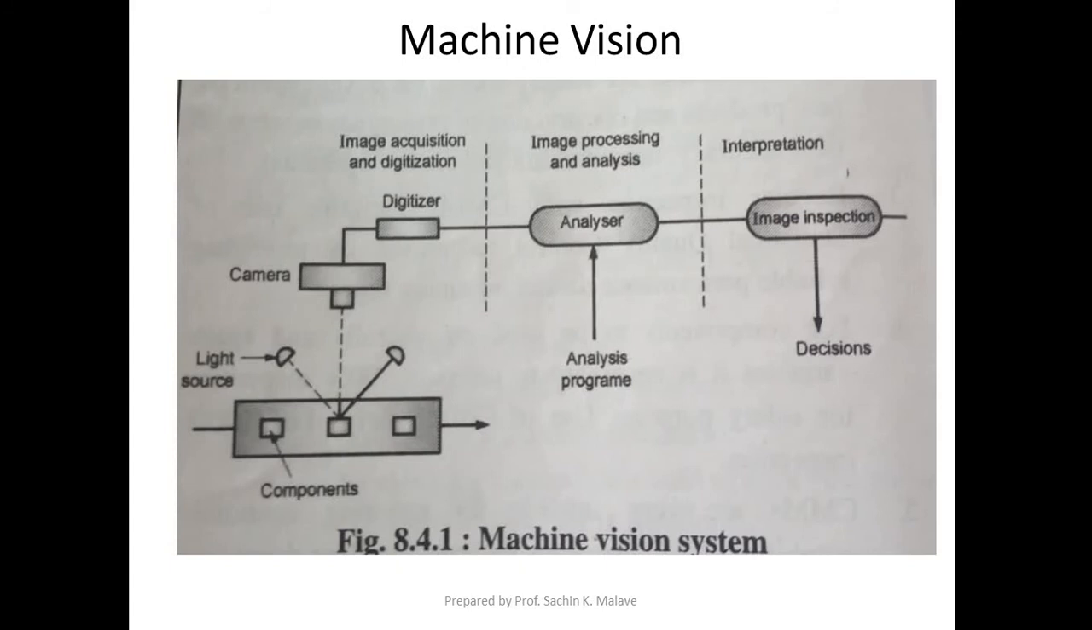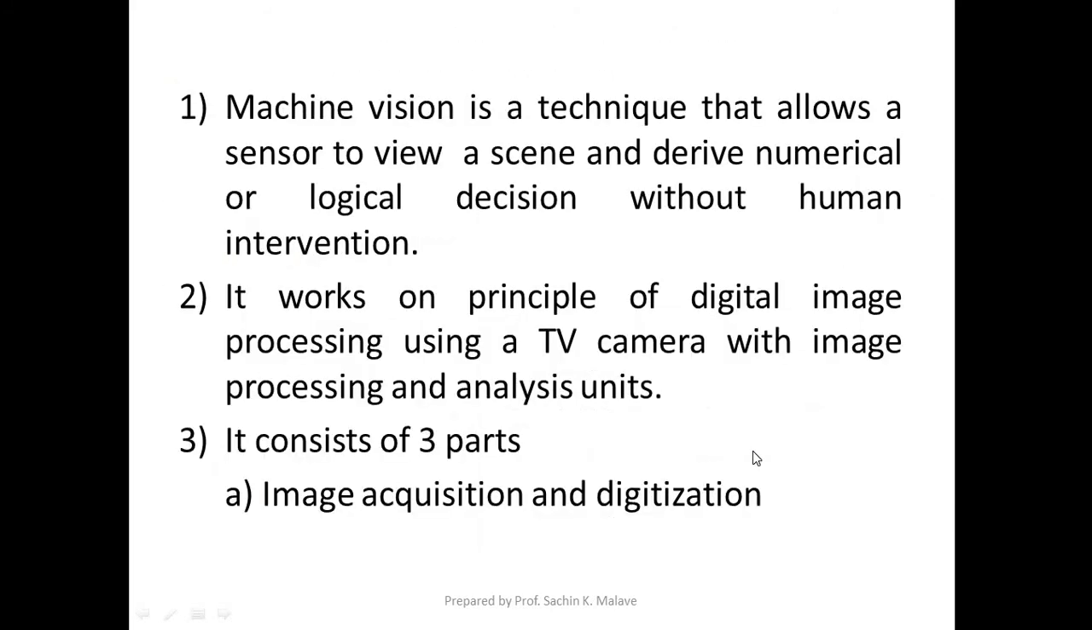That's why machine vision is called computer vision, or intelligent vision, or computer aided inspection. It is defined as a technique wherein a sensor views a scene and derives a numerical or logical decision without human intervention. Here, as you can see, it is a technique that allows a sensor.